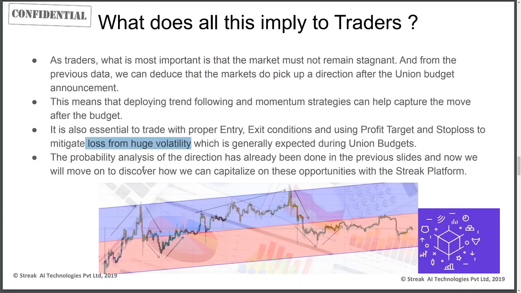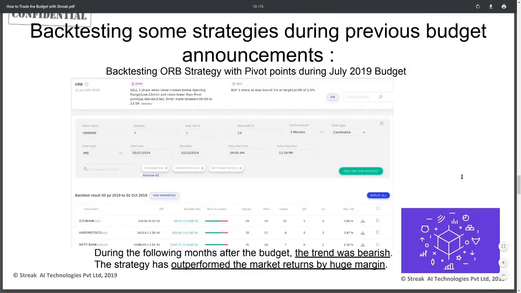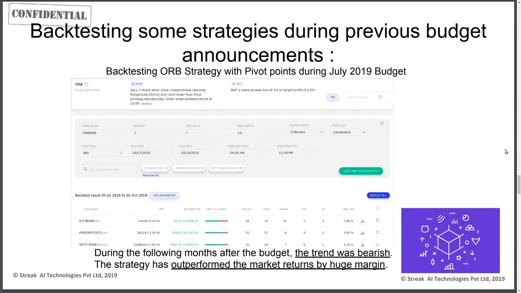Okay, now the probability analysis is what we did for the direction in the previous slide. Now we'll go ahead and look at how to identify opportunities of this using the Streak platform. Okay, so let's look at simple opening range breakout strategies with pivot points during the 2019 budget. Let me just create the strategy again and show it to you.